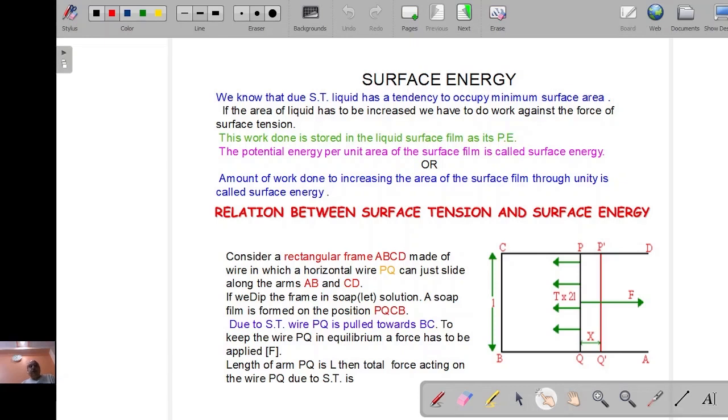Hello student, today we will continue the topic of surface energy. As we already discussed about surface tension, we know that due to surface tension, liquid has a tendency to occupy minimum surface area.